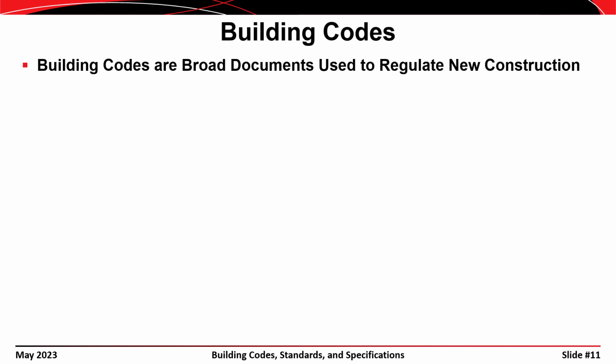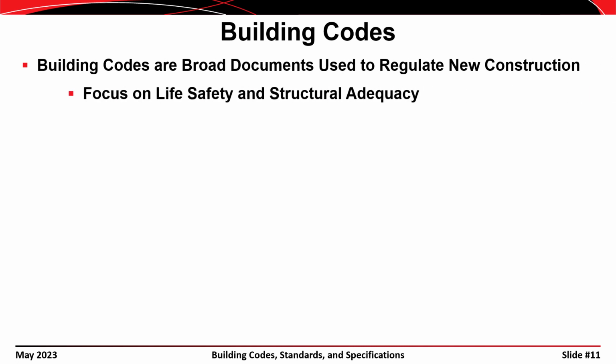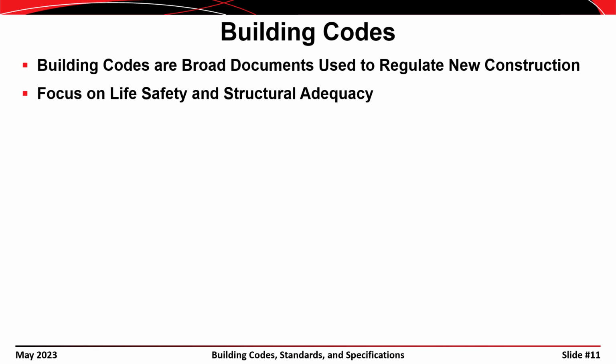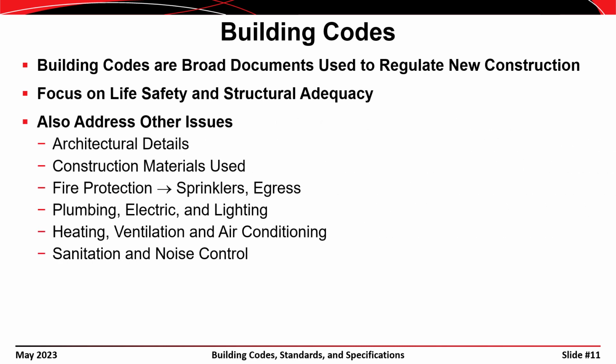Building codes are broad documents that typically regulate new construction. Building codes focus on life safety and structural adequacy, but also address other issues like architectural details, the construction materials that are used, fire protection, including sprinklers and egress, plumbing, electrical, and lighting systems, heating, ventilation, and air conditioning systems, sanitation, and noise control. Generally, you won't find information on how to design a beam or a column in a building code. Instead, that would be in a specification. The code would, however, include statements like, the stability of a structure shall be ensured.